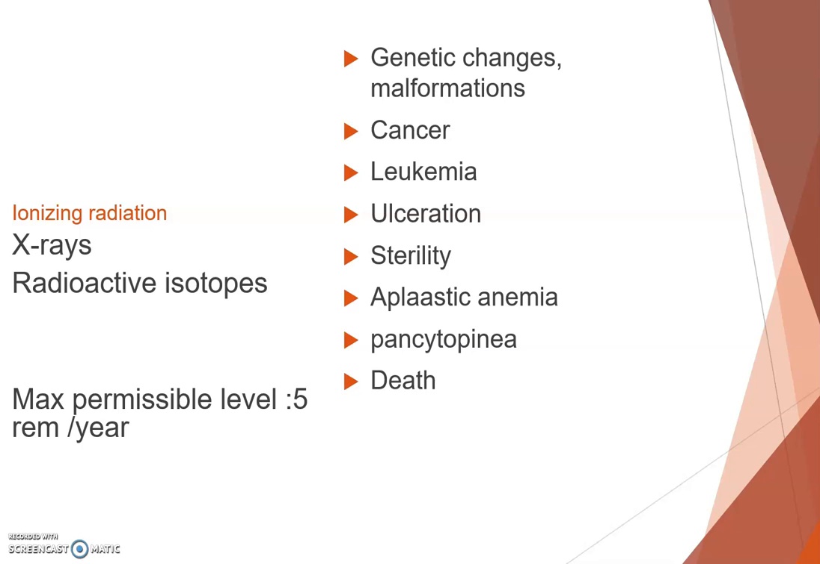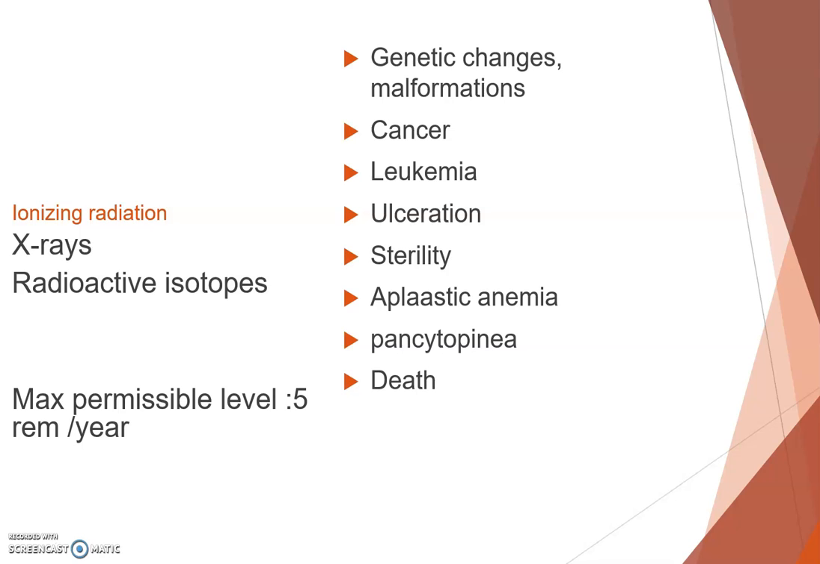Then we have ionizing radiation. Many workers may be exposed to ionizing radiations like X-rays, radioisotopes, etc. The maximum permissible level of occupational exposure is 5 rem per year. That is for the whole body. The important isotopes we usually come in contact with are cobalt 60 and phosphorus and so on.